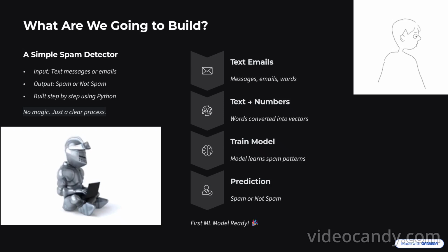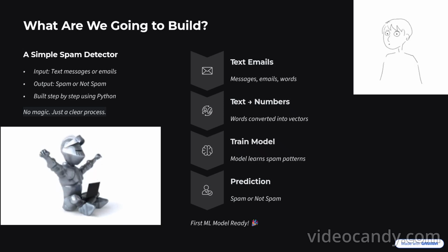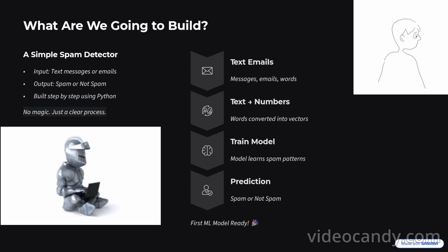First, we take text data, but we already know something important. Machines don't understand English, so the next step is text to numbers. Then we train a machine learning model, and finally the model makes a prediction. That's the entire pipeline. Nothing special, just a clear process. Now let's stop talking and actually build this in VS Code.